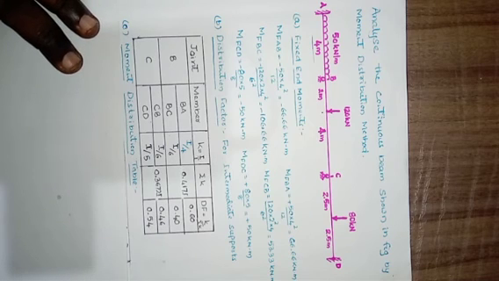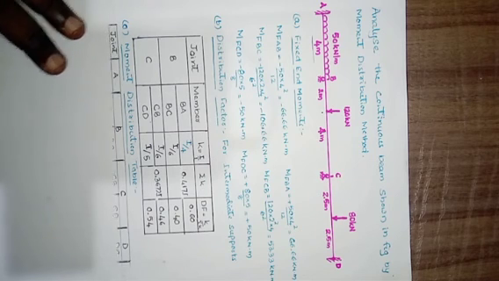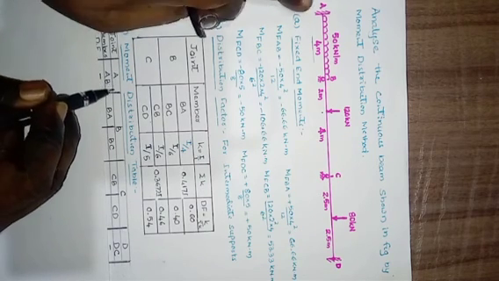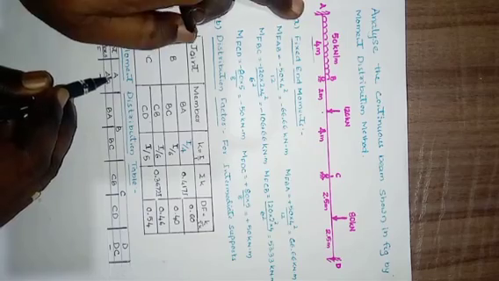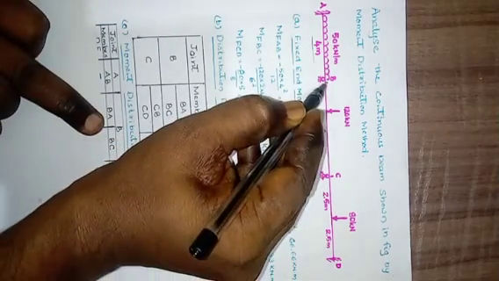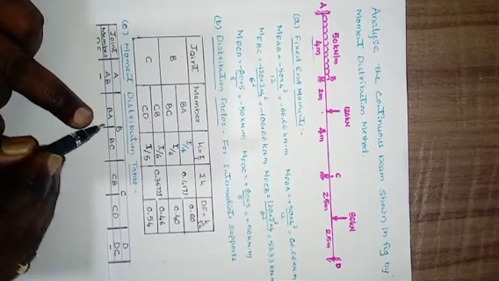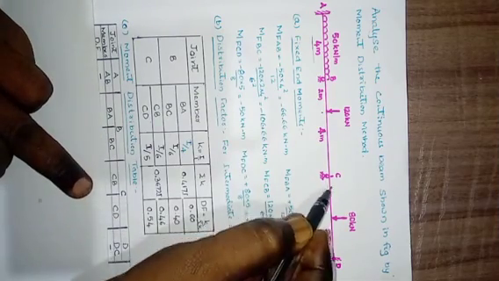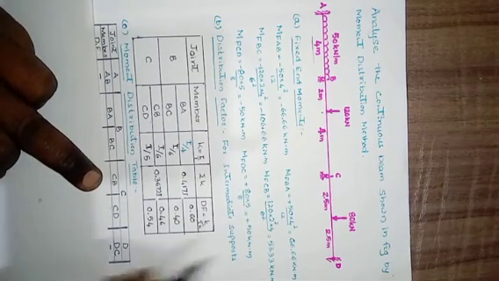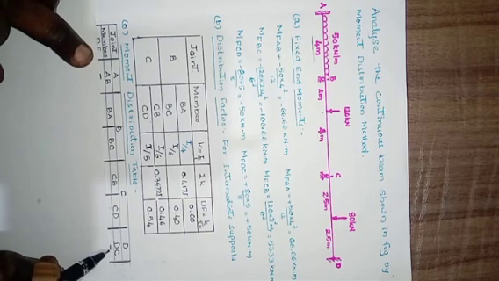The next step, after the calculation of the distribution factor, is the moment distribution table. Here this one is joint A. At joint B, two members are connected, BA and BC. At C, two members are connected, CB and CD. At D, the member is DC.